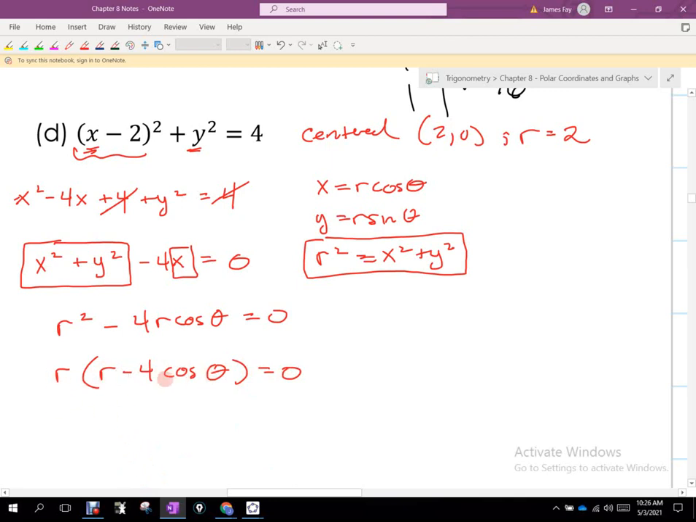So now we've got the zero product property. So we get r is equal to 0, and r minus 4 cosine theta equals 0. I'm just going to go ahead and solve that for r. It gives me r equals 4 cosine theta.